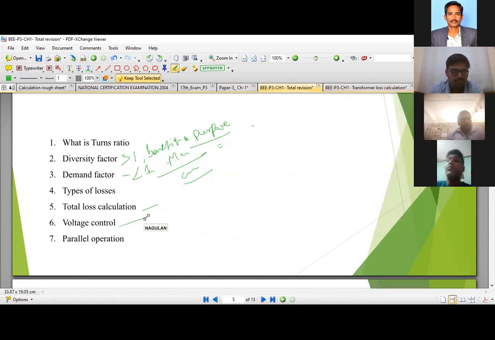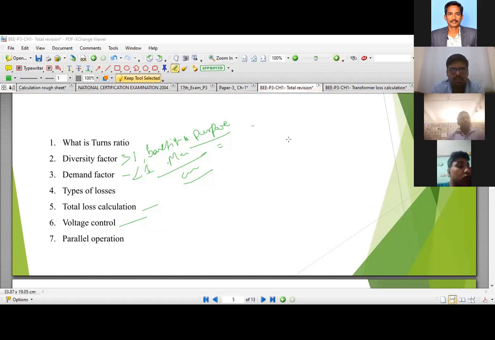Then what is the control? Voltage control. What is voltage control on a transformer? How to control: RTCC, tap changer control. OLTC, on-load tap changer, off-load tap changer. What is the benefit of on-load and off-load? How are they used?